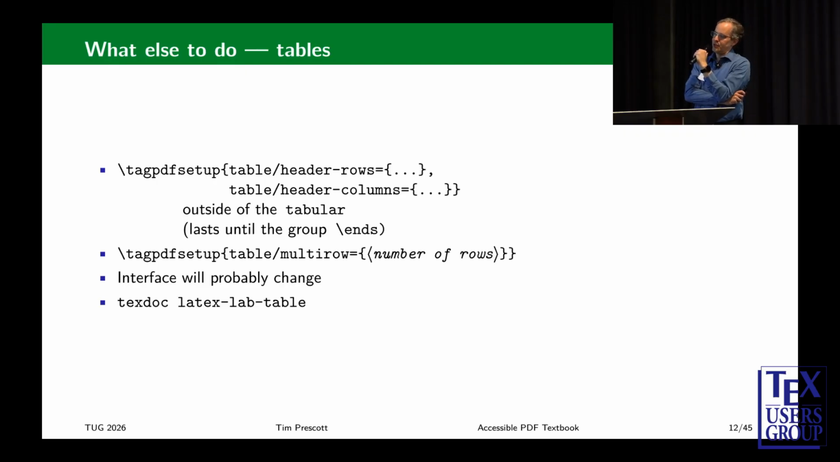This is all probably going to change once multi-row is more tagging accessible. And my preference would be that header rows and header columns would move into the tabular itself. Yeah, Frank agrees with me, so that'll work. And we can follow that with the TeXdoc LaTeX lab table.